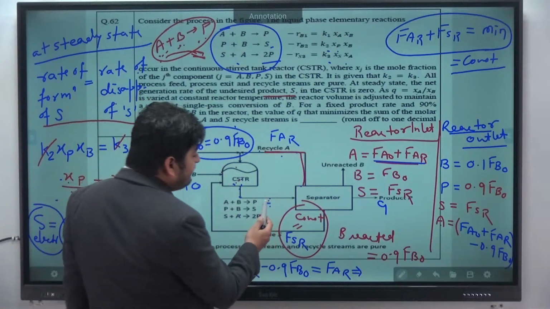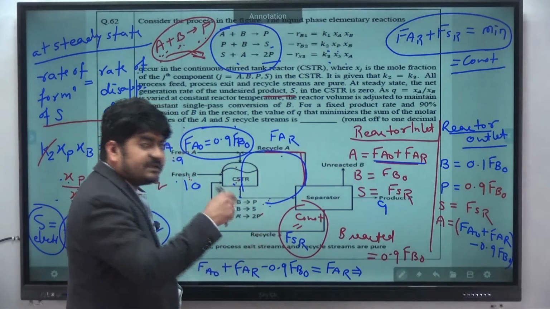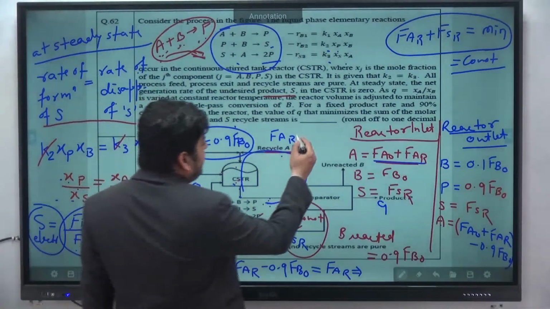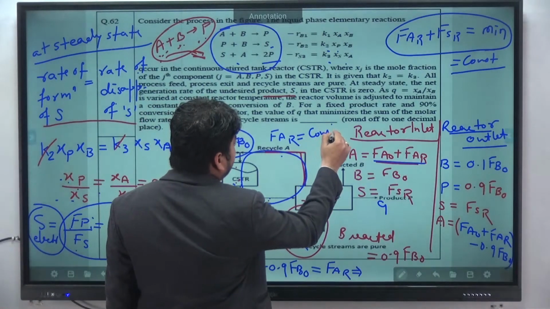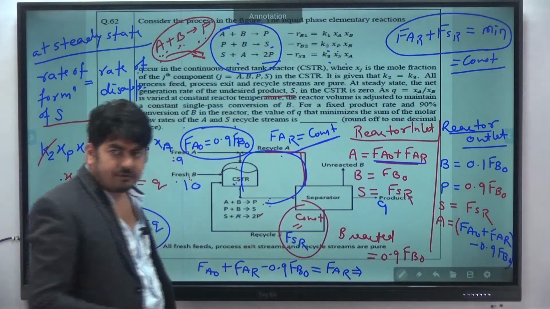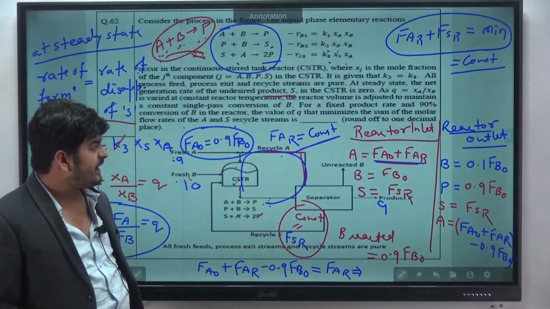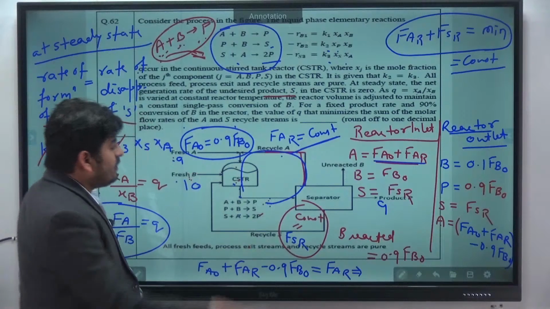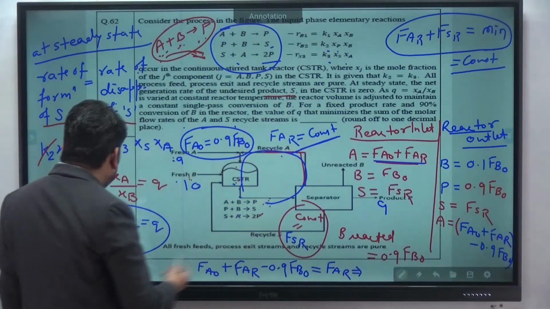So that means whatever A is getting recycled is already present in the system. So the amount of A in the reactor outlet will also be a constant value, that is FAR. So Q, that is XA upon XB.